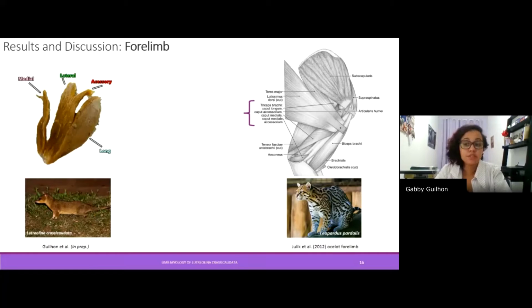Another interesting feature found was the accessory head in the triceps muscle, which helps in limb stabilization during cursorial locomotion. This morphology is most commonly found in placental carnivores, such as the ocelot, for example, in the second picture. Actually, it is more commonly found in cats in general. This was not found in other papers about marsupial myology, including dissections of carnivorous marsupials such as the Tasmanian devil and the quoll.